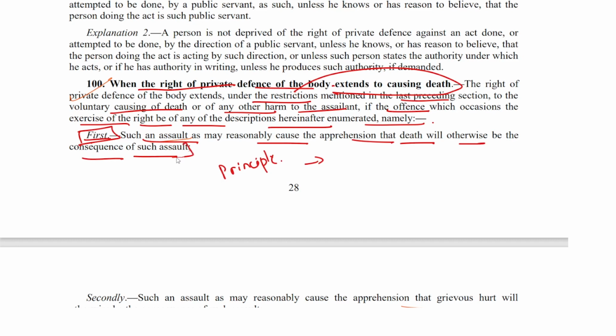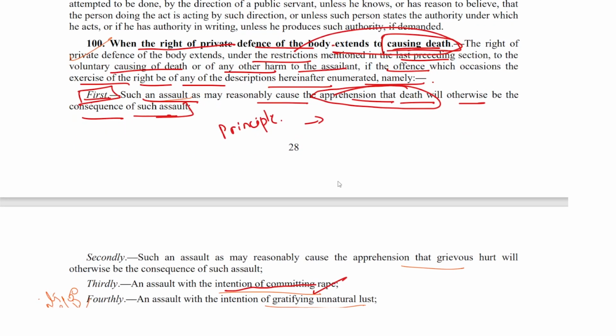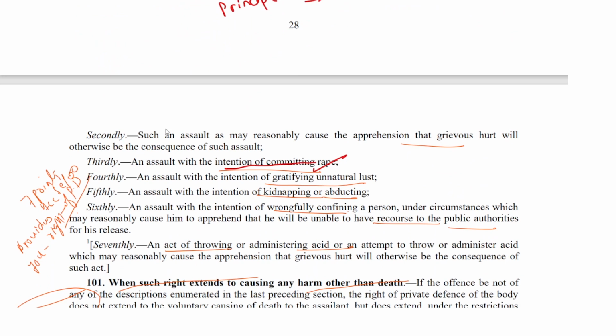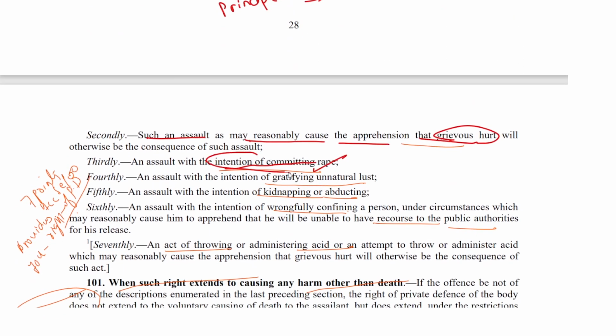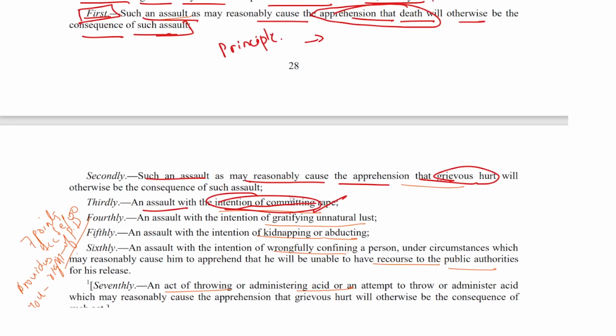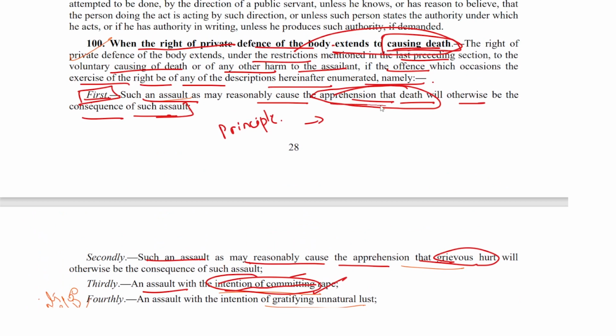So if there is an assault in which an apprehension of death is there, then you can even kill the other person by using your right to private defense. Such an assault may reasonably cause the apprehension of grievous hurt. Now, one is hurt, second one is grievous hurt. Then, intending to commit rape: if you have an assault where there is an intention to commit rape and the apprehension of death is there, then the person can even be killed.